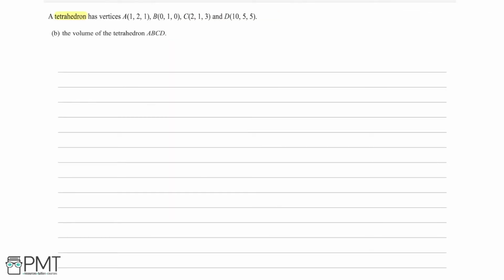For part B, we want to find the volume of the tetrahedron ABCD. We have our plane containing the points ABC as such. So this is A, this is B, this is C. These are just arbitrary points on the plane. In order to form our tetrahedron ABCD, D must lie somewhere above or under the plane, but not on it. So our tetrahedron will look something like this.